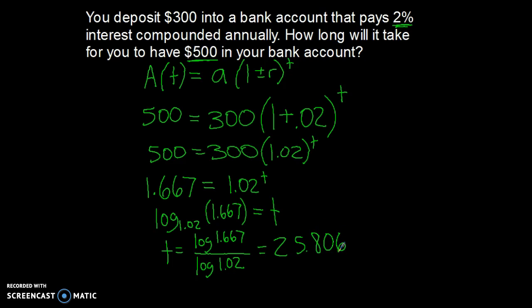25.806. Now we want to go back to the original problem and ask ourselves, well, what does 25.806 mean? Well, we were solving for time, and time was in years because we're dealing with annually. So that means this is 25.806 years.